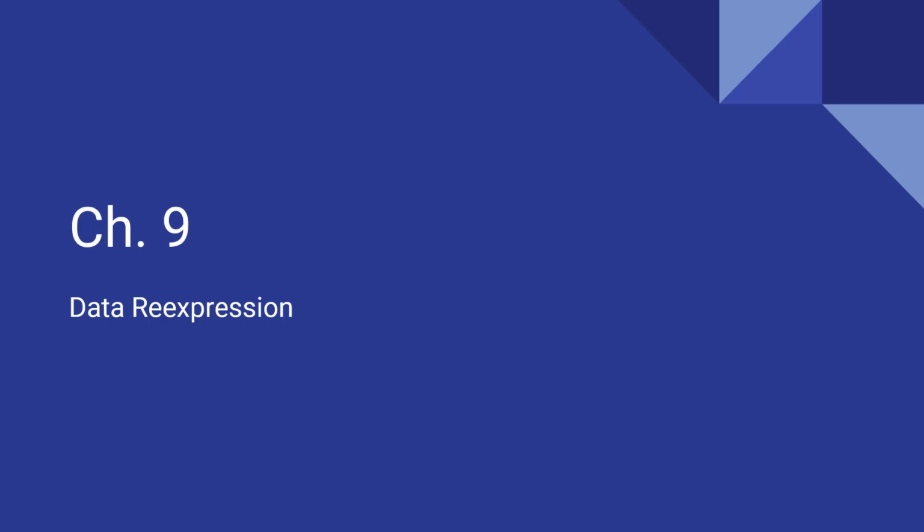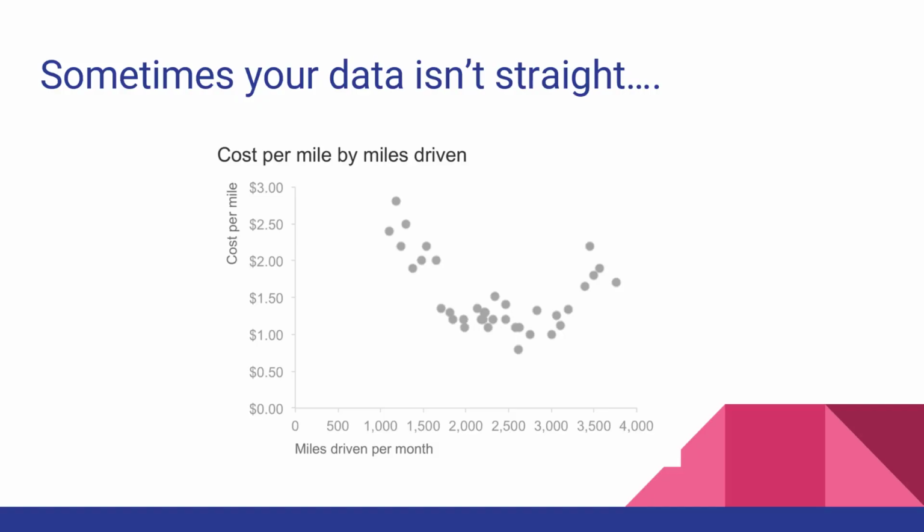Hey guys, today we'll be going over chapter 9. So this chapter covers data reexpression. In the last two chapters, we were going over scatterplots, right? And then in all of our scatterplots, we basically wanted a straight distribution. So chapter 9 covers what we do when our data isn't straight.